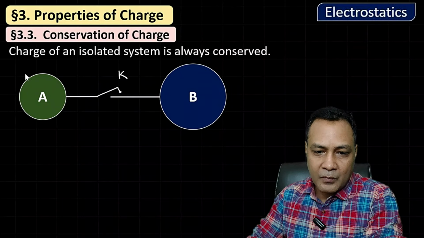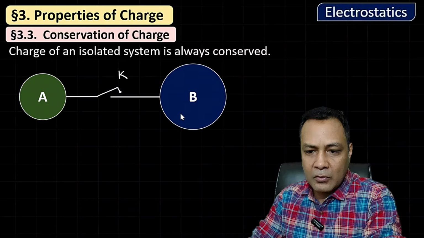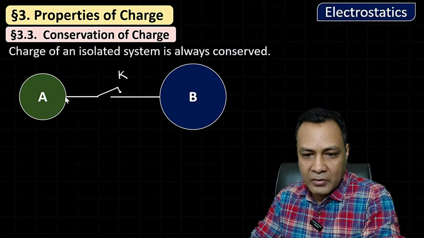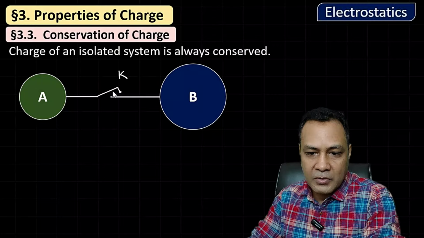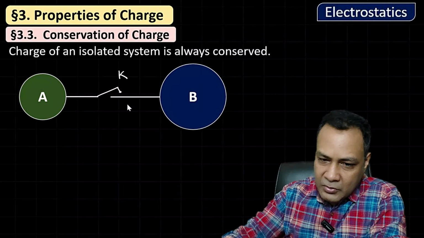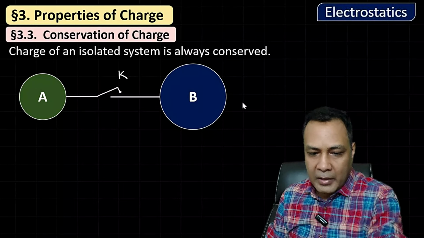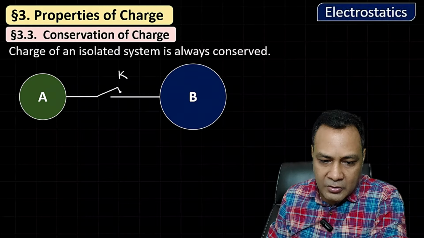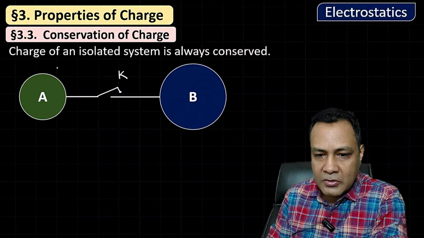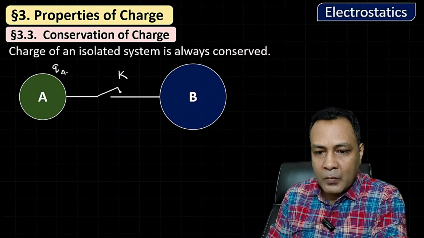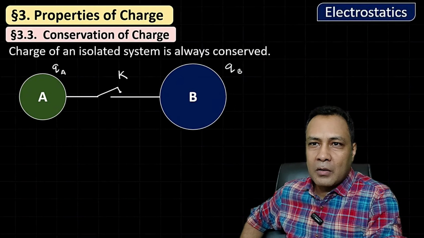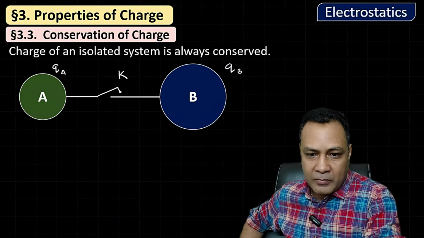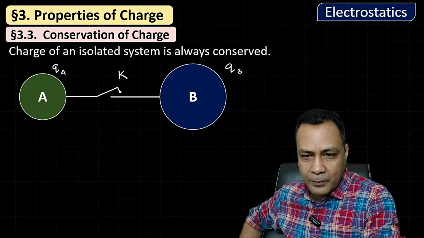Suppose this is a conducting sphere, and that is another conducting sphere, and they can be connected by a conducting wire. Right now there is an open switch, and suppose initially there are charges: A has a charge QA and B has a charge QB. They have a charge themselves. They can be placed in air or somewhere.